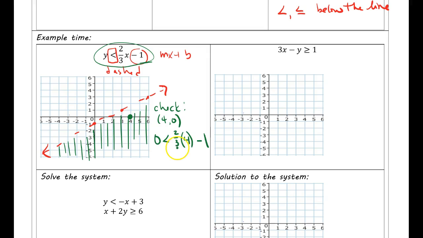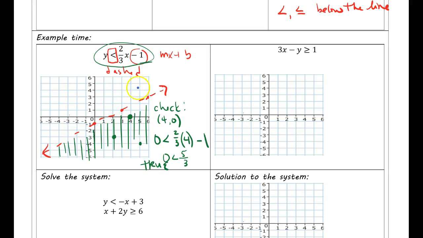Well, 2/3 times 4 would be 8/3, okay? And then 8/3 minus 1 is 5/3. So is 0 less than 5/3? Yes, it is. So it's a true statement. That is all that we're saying. And so I know I shaded correctly. If I picked this point and plugged it in, it would still be true. This point, it would still be true.